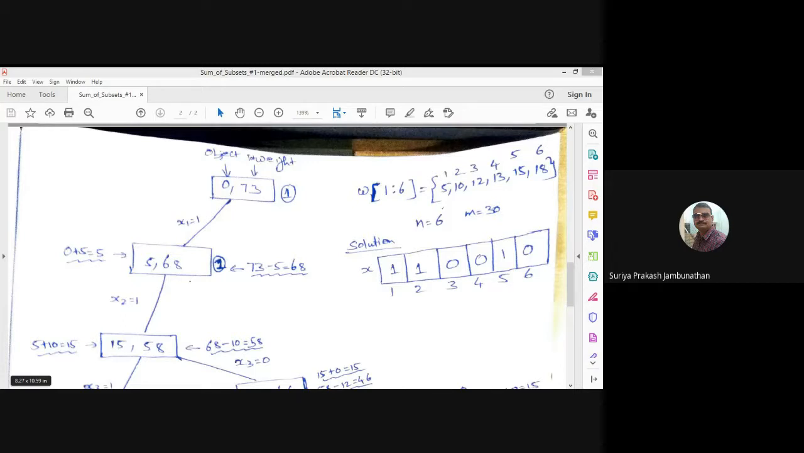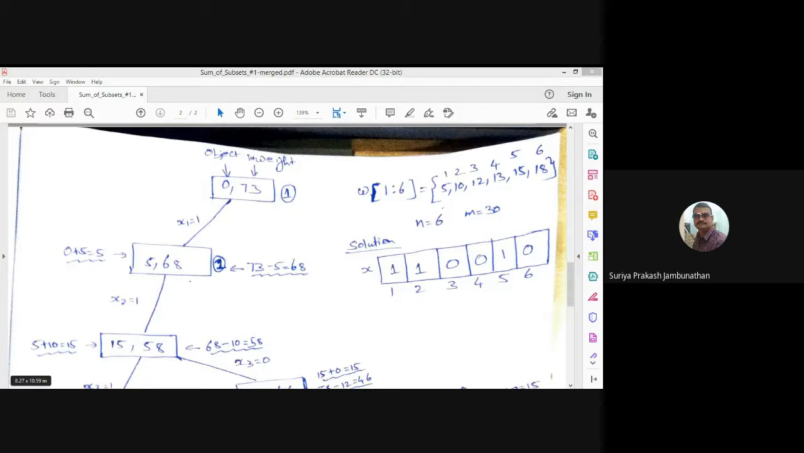So this is the first node. We are considering the object value as 0 and the total weight is 73. That is what we got in the root node. This particular node represents the object value and the weight, the sum of all the values, which is 73. Now what are we doing next? We are moving to the next level.